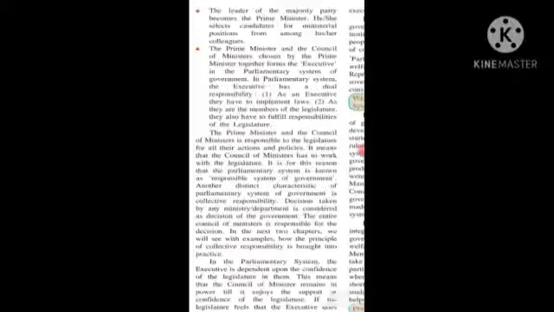In the next chapter, we will see with an example how the principle of collective responsibility is brought into practice. In the parliamentary system, the executive is dependent upon the confidence of the legislature. This means that the Council of Ministers remains in power till it enjoys the support or confidence of the legislature. Till they are in majority in the Lok Sabha, they are in power.